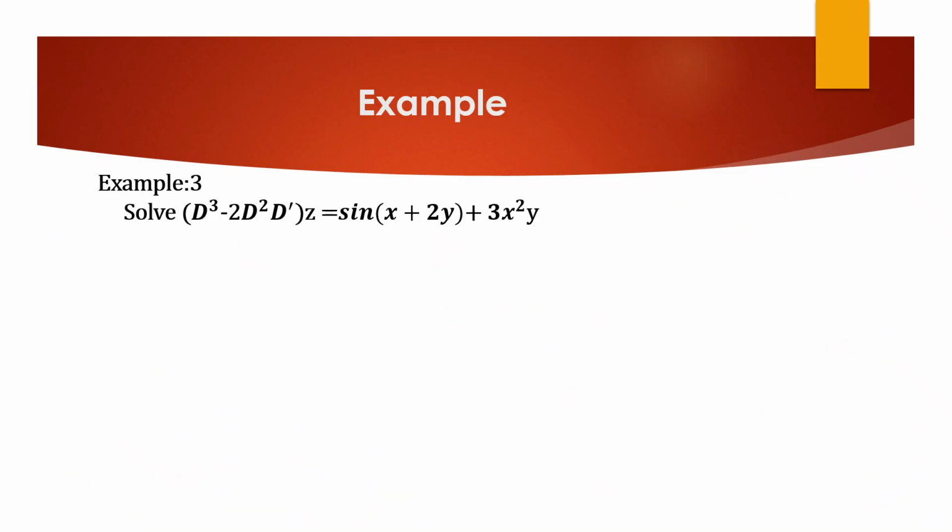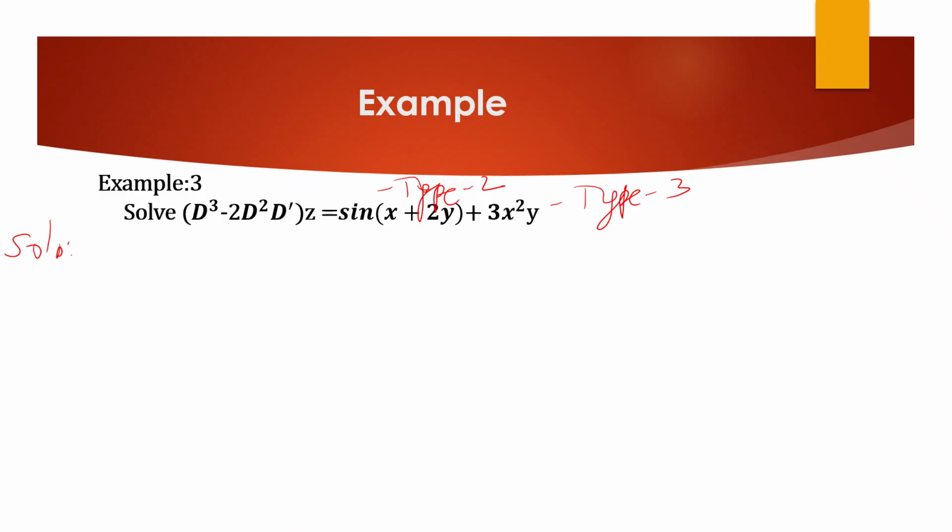So this is our next example. Here also we have two functions on the right hand side. The first one is a type 2 function, and the second one is a type 3 function. So here, as usual, we are going to find out the complementary function first.